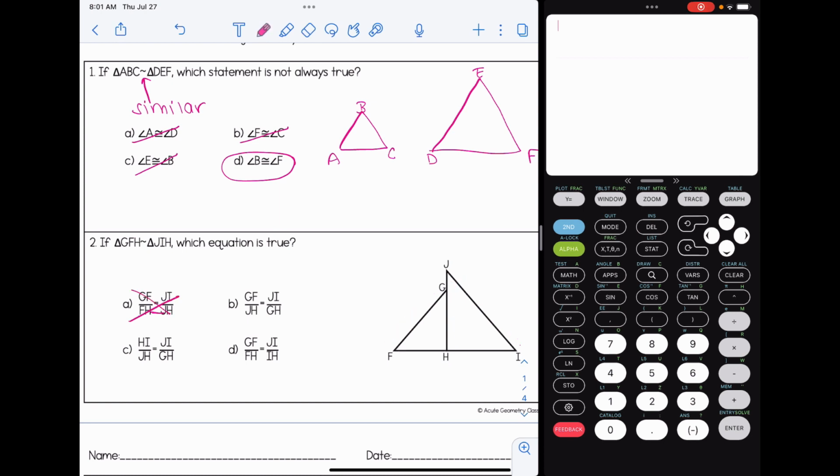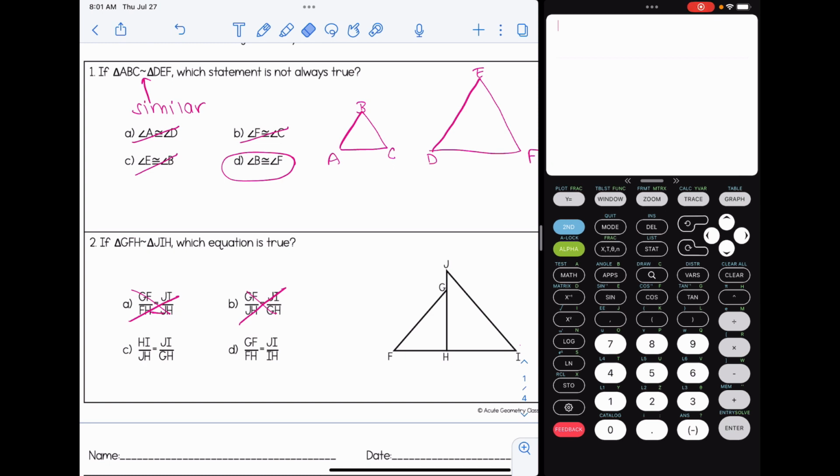All right, for B, GF and JH and JI and GH. You can see that this is a little backwards here. We don't have the corresponding sides set up properly, so maybe it would be different if it was like GF over GH. We could have worked with it, but B is also incorrect.